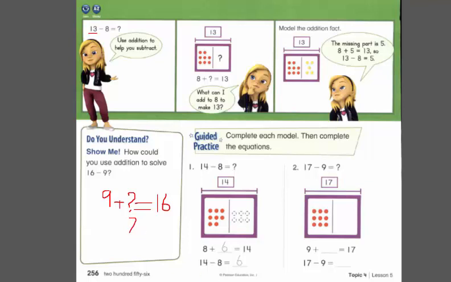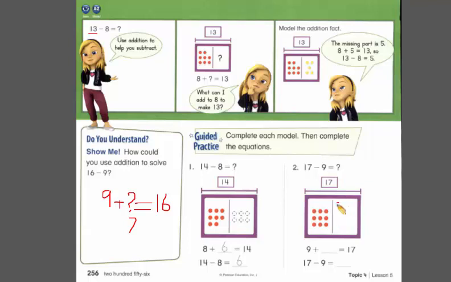Again, one more time. 17 minus 9. Look at number 2, page 256. 17 minus 9. So we will ask ourselves, what number plus 9 equals 17? What will be the answer? You will start counting after 9 to get 17. So start drawing after 9.